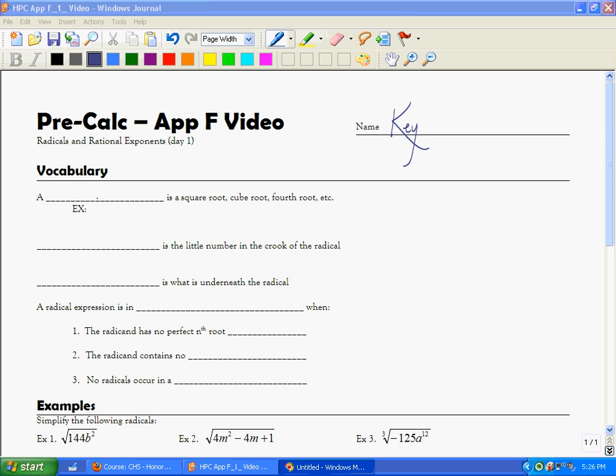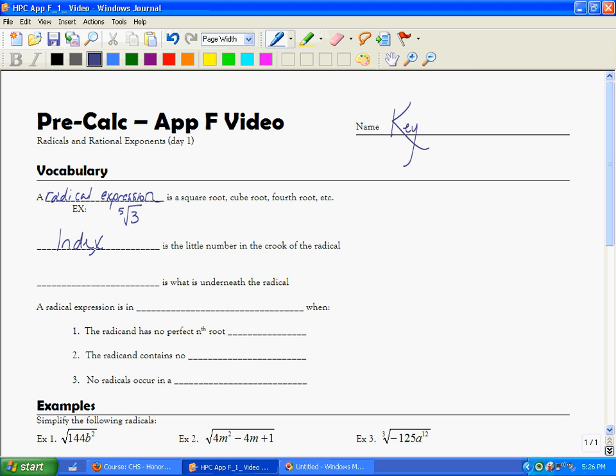Okay, today we're going to talk about radicals and rational exponents. A radical expression is a square root, a cube root, fourth root, etc. For example, this is the fifth root of 3. The index is the little number in the crook of the radical. In this case, it's the 5. A radicand is what's underneath the radical. In this case, it was the 3.